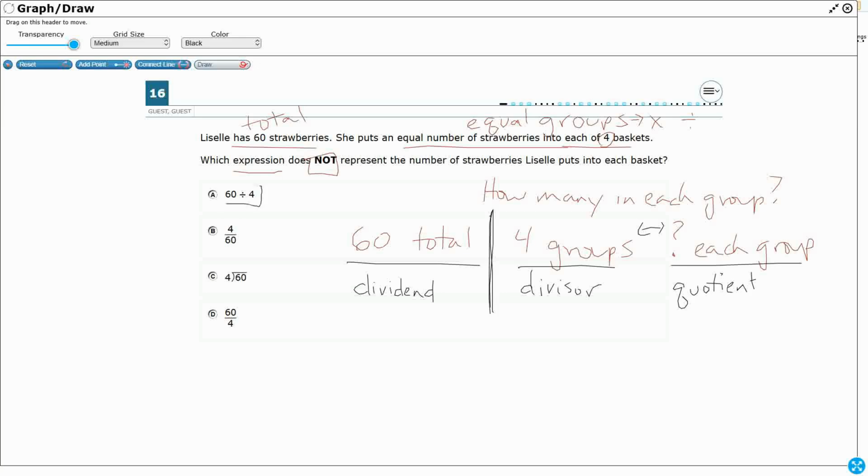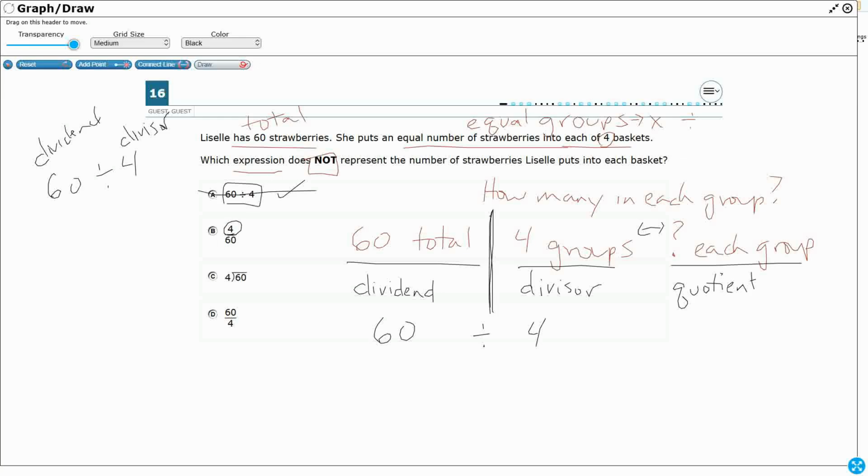So let's take a look at A. Okay, so 60 divided by 4. So this first place right here is your dividend. You always start with your largest number first. And then this is your divisor. So 60 divided by 4, that works, which means we don't want it.